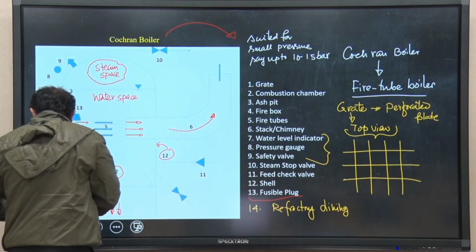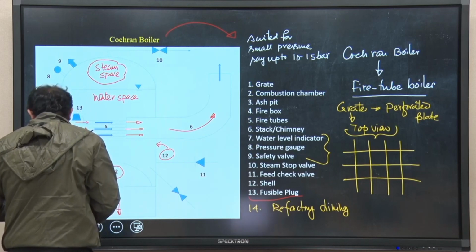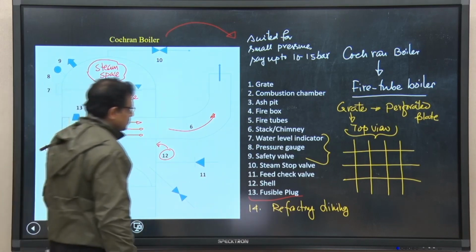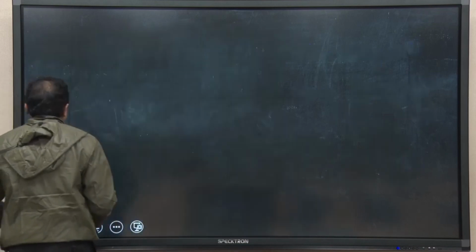Now, let us briefly discuss that there are two different cycles. One is the water steam cycle, and number 2 is the hot flue gas cycle. We will write this in the next slide.